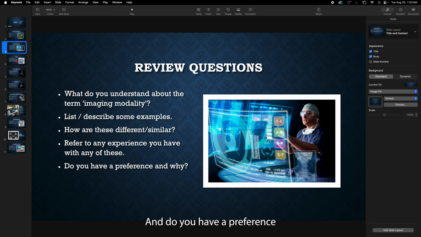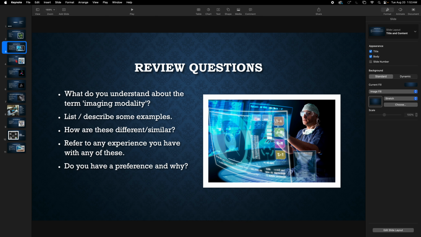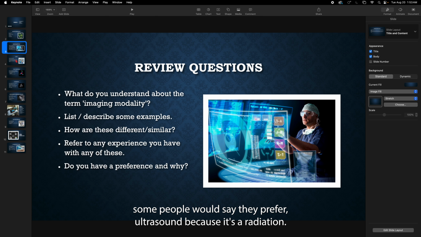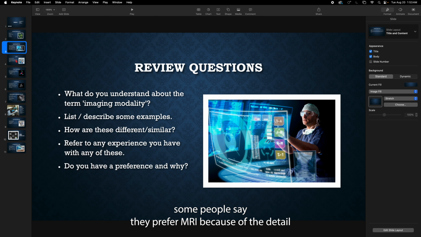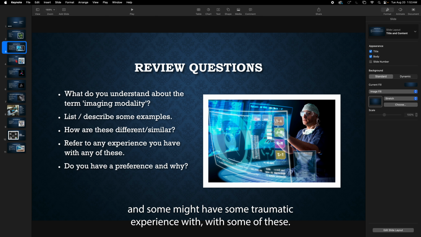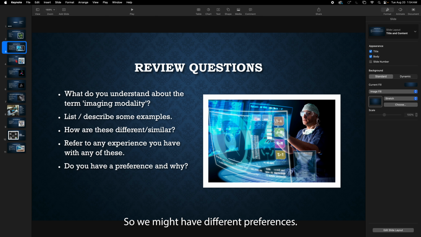All right, and do you have a preference? Usually when I have this class in person, this is when we go around and ask people, do you have a preference and why? Some people would say they prefer ultrasound because there's no radiation, or some people say they prefer X-ray because it's quick. Some people would say they prefer MRI because of the detail. And some might have some traumatic experience with some of these, and they will forever be afraid of the needle for the CAT scan, so they don't want to have a CAT scan, or they're claustrophobic, so they don't want to do an MRI. So we might have different preferences.